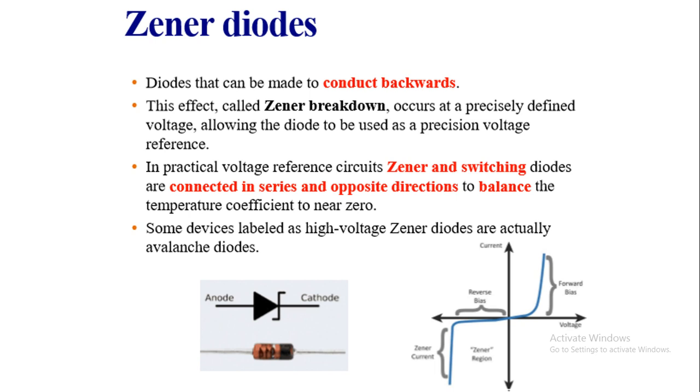In practical voltage reference circuits, Zener and switching diodes are connected in series and in opposite directions to balance the temperature coefficient to near zero.